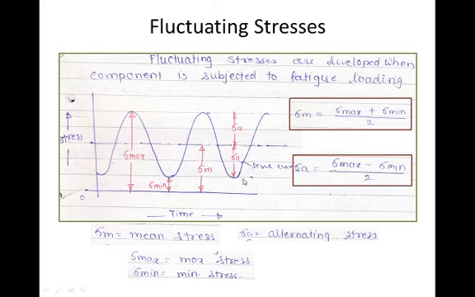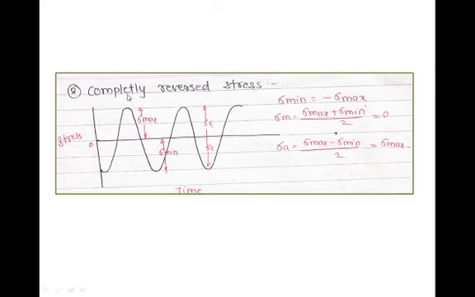If this line touches this, that means sigma minimum is equal to 0, then sigma m and sigma a will be equal to sigma max by 2, where sigma minimum is equal to 0. If this line touches this line, that means sigma minimum will be equal to minus sigma max, then sigma m will be equal to 0 and sigma a will be equal to sigma max. That will be called the completely reversed type of stress, where sigma minimum is equal to minus sigma max, therefore sigma m is equal to 0 and sigma a is equal to sigma max.